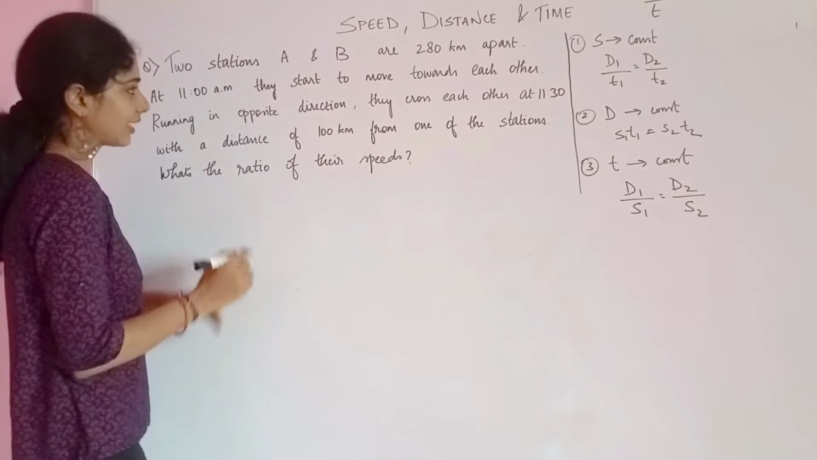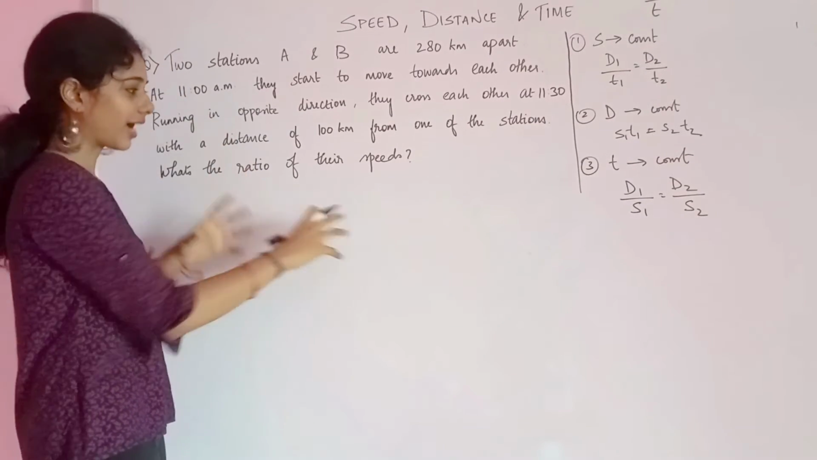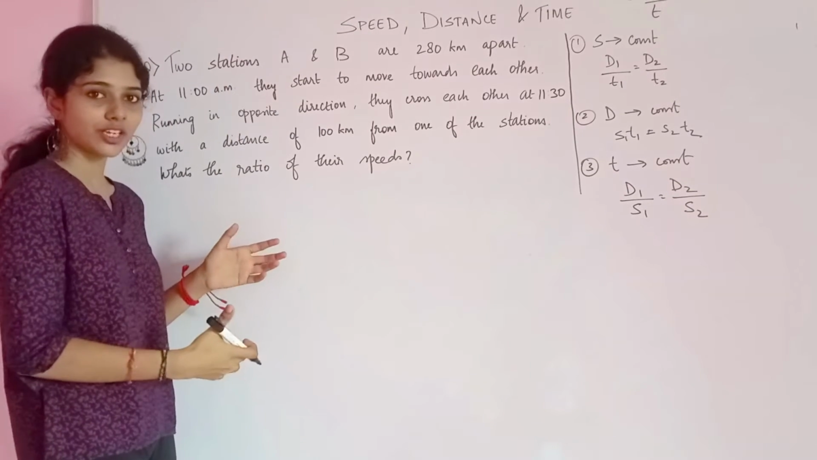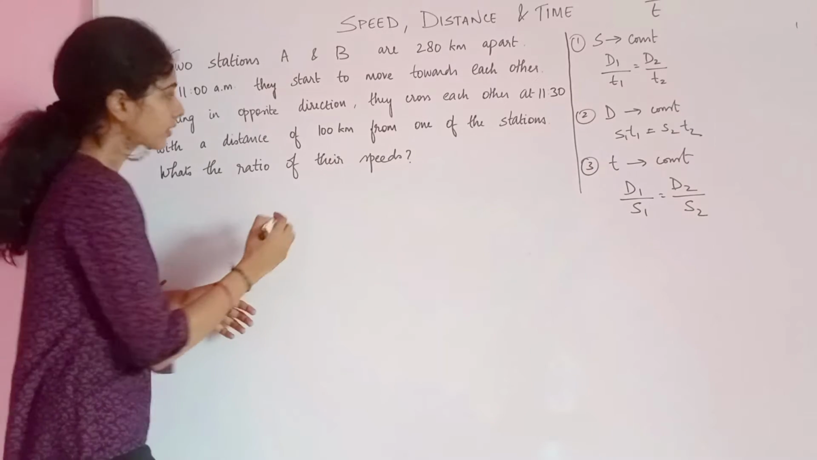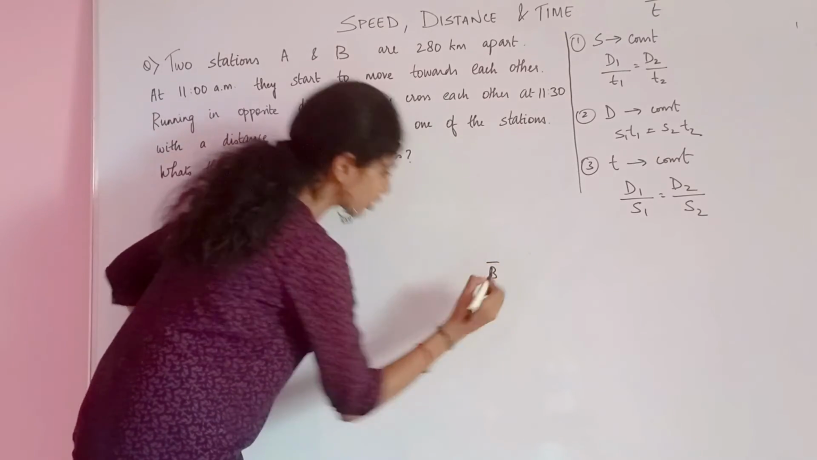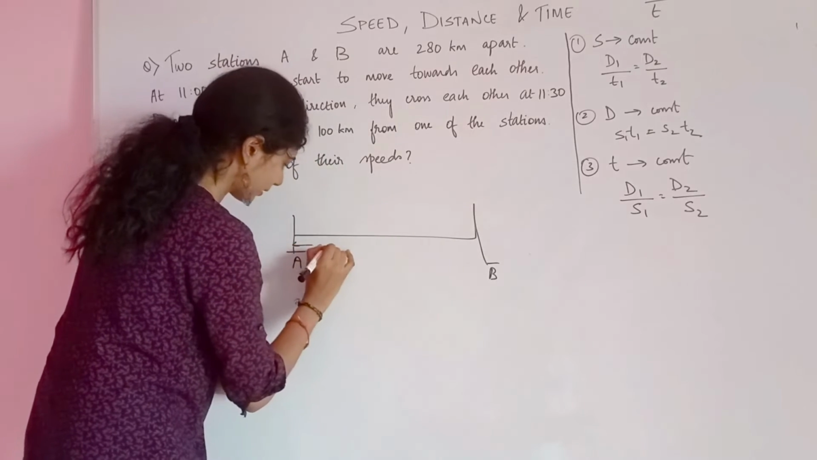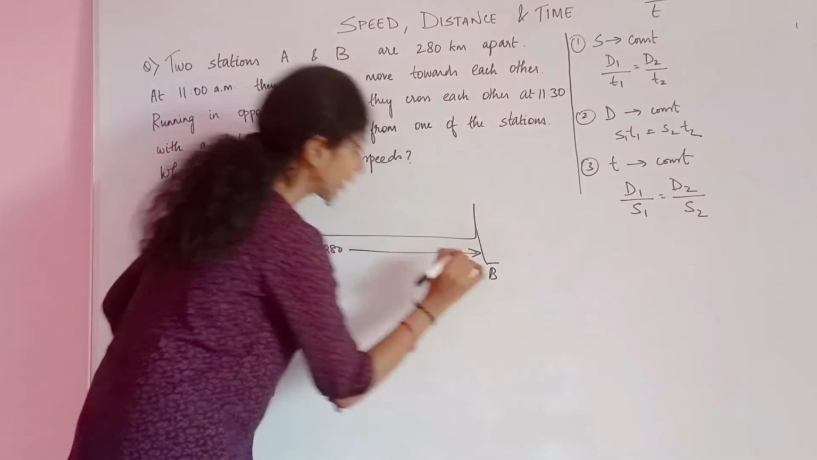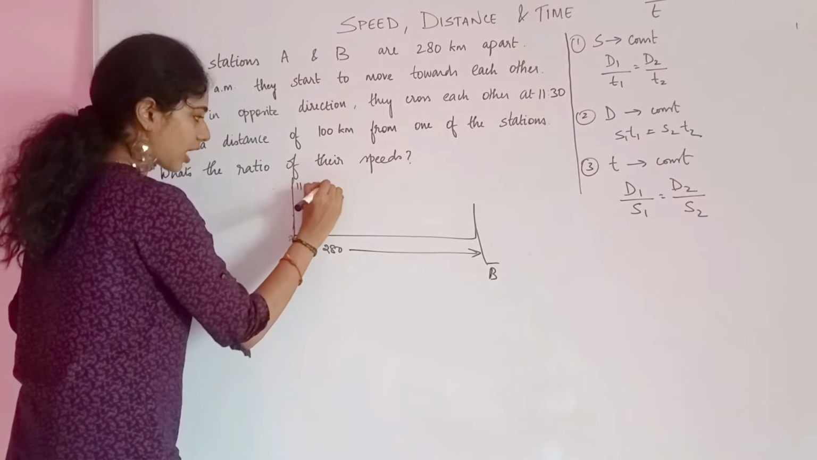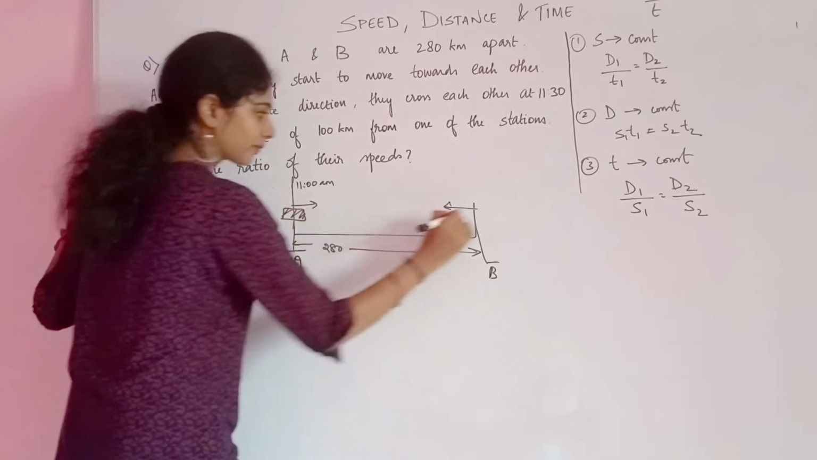First, as you read the question, try to get the question inside your brain. Just try to figure out what I'll be drawing here. I want that to get into your mind as you read the question, so that when you try the calculation part, you're going to be faster. So first, two stations A and B. Let this be station A, let this be station B, 280 kilometers apart. At 11 a.m., they're going to start to move towards each other. So this train and this train are going to start to move towards each other, fine?